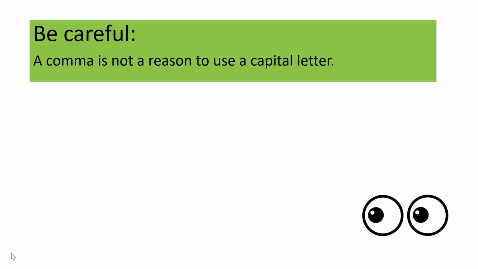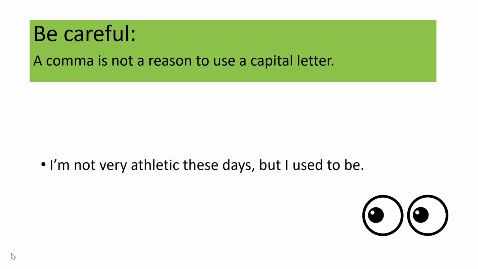Now, there's one difficult thing about this rule, that is that a comma is not a reason to use a capital letter. Take a look at this sentence. I'm not very athletic these days, but I used to be. So this sentence has 2 parts, and there's a comma in the middle. Here, but I used to be, it comes after a comma, and a lot of students want to put a capital B here, but that's not correct, because this is not the start of a new sentence.